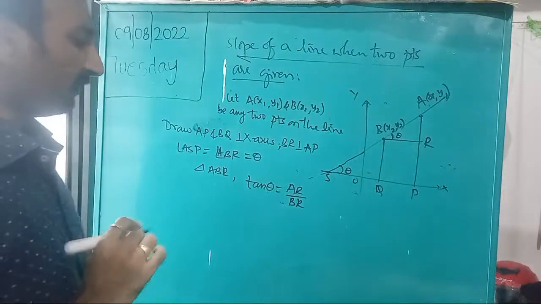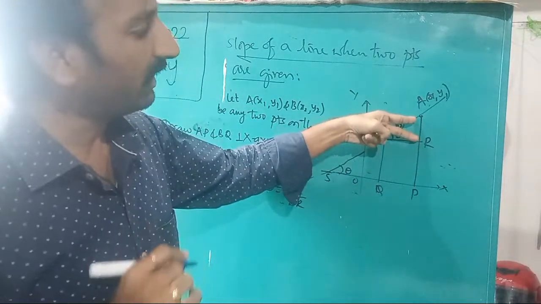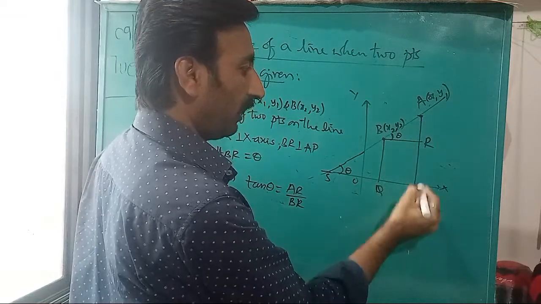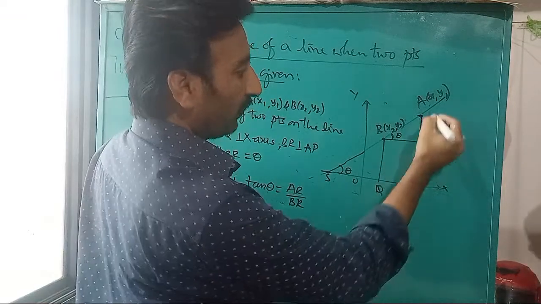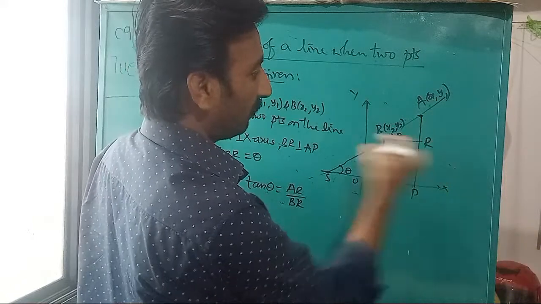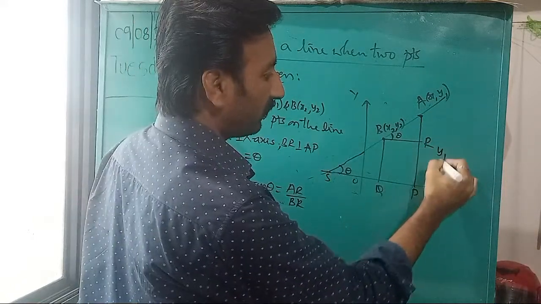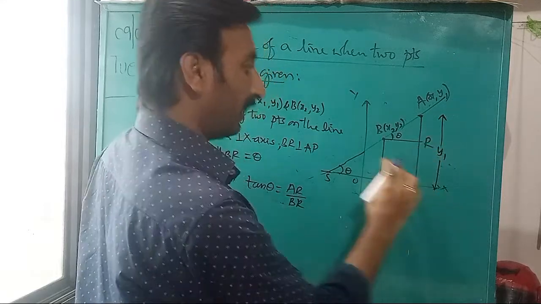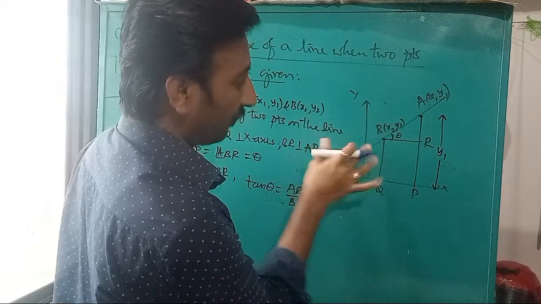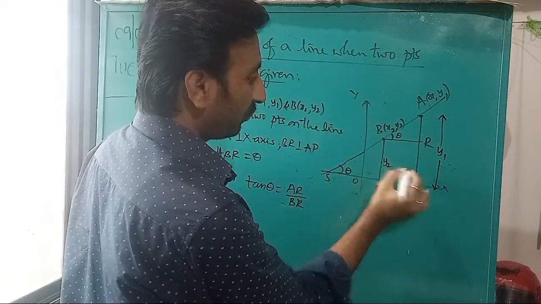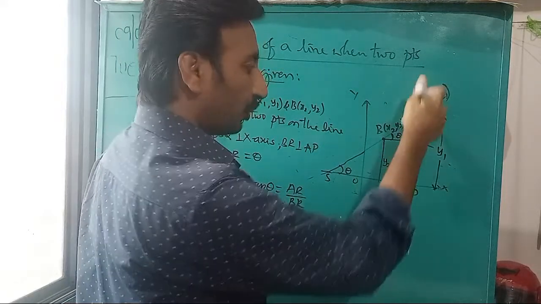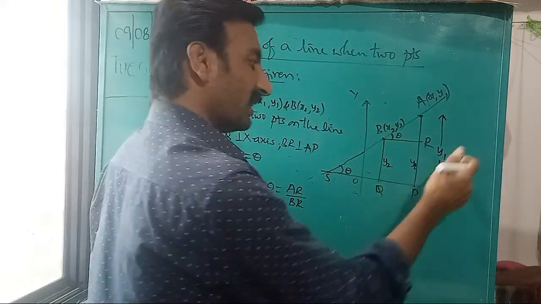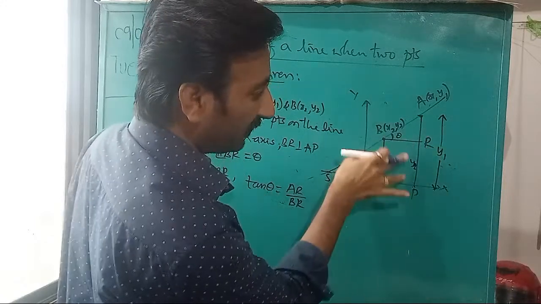Now look at this, it's very simple. What actually is AR here? AR is nothing but the total height A to P minus R to P. What is A to P? This is parallel to the y-axis, so you can say it is y1. What will this be? This will be y1. And what is PR? PR will be equal to BQ. What is BQ? BQ is y2. So this total distance AP is y1, and this distance RP is y2.